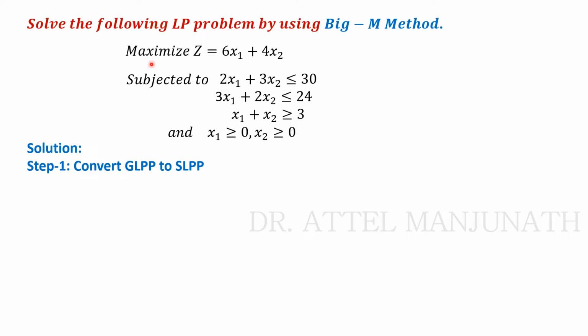This is the problem: maximize z = 6x1 + 4x2, subject to the constraints 2x1 + 3x2 ≤ 30, 3x1 + 2x2 ≤ 24, x1 + x2 ≥ 3, where x1 and x2 are greater than or equal to 0.